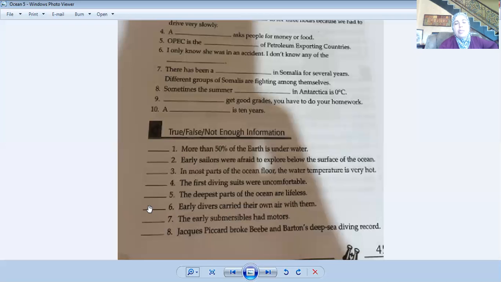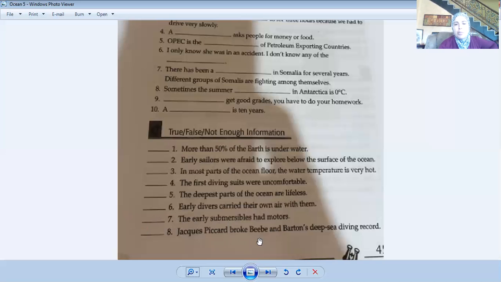This was only recent. It was only recently that they began to take aqua lungs with them, and take their own oxygen with them. So, the early submersibles had motors. Of course not. Motors, guys, come on, have to do with modernity, with modern inventions and so on. No, they did not. They were, I think, old-fashioned and depended on rowing, probably using certain pedals or something of that kind. So this sentence is false.